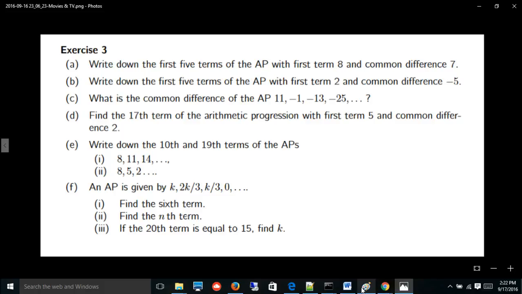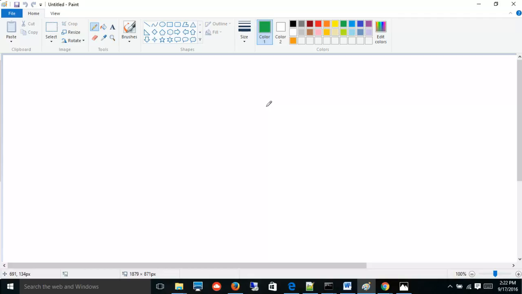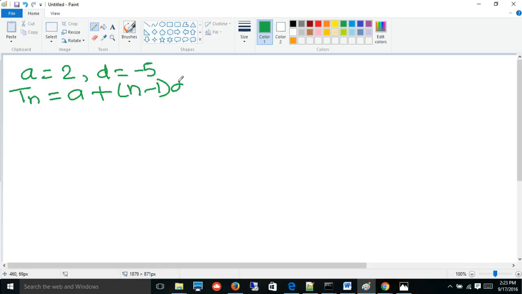So here if you see we have the first term. I already explained to you, what is the first term called? The first term is called A, and A equal to 2. And what is the value of D here? The value of D is -5. Now we will apply the formula Tn equal to a plus n minus 1 into d. Okay. So now we have to calculate the five terms of AP. So we can put the value of n as 1 to calculate the first term.